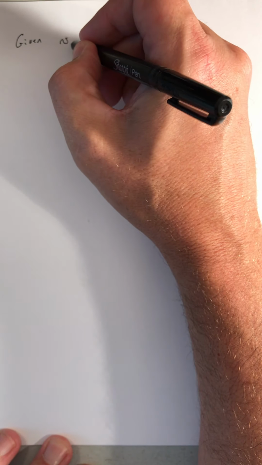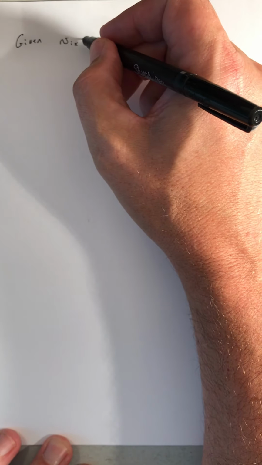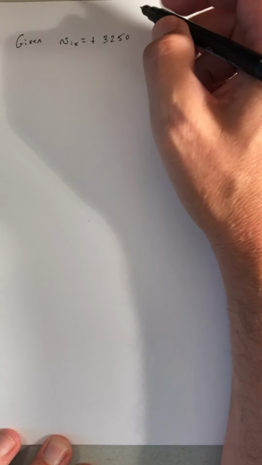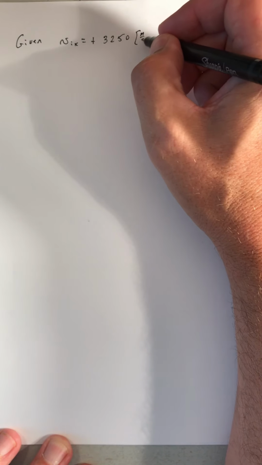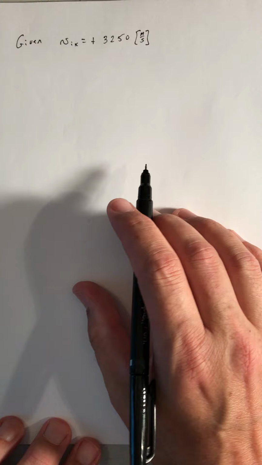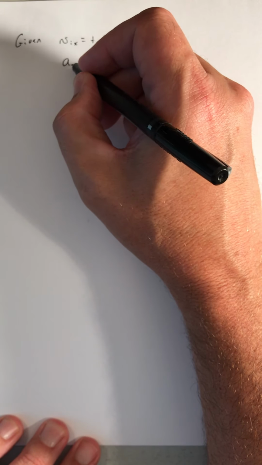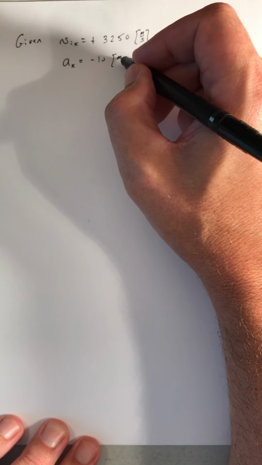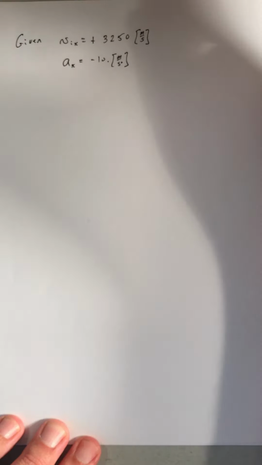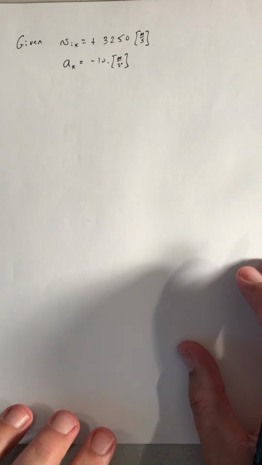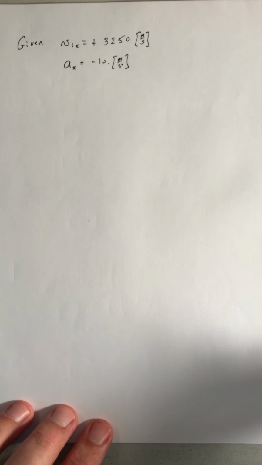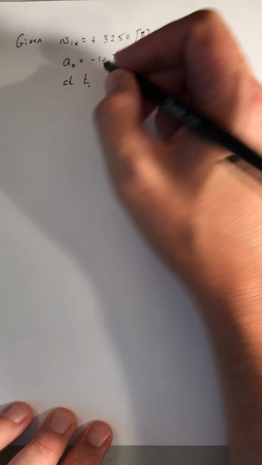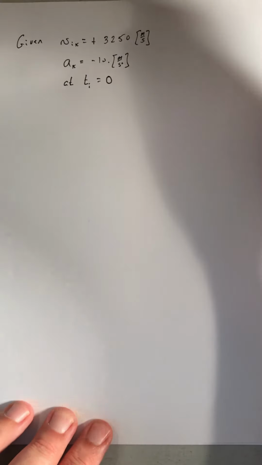is the initial velocity is positive 3,250 meters per second. The acceleration is constant, minus 10 meters per second squared. So it's basically close to 1 g worth of acceleration. And that is all at our initial time, which I'm going to take to be 0.